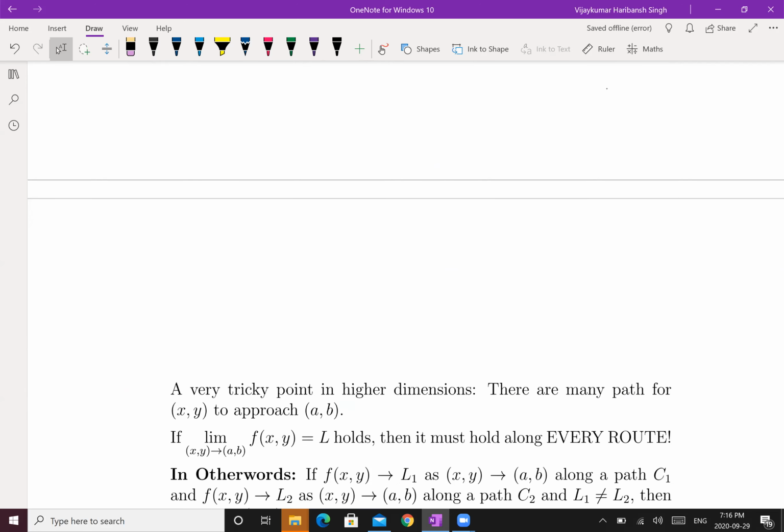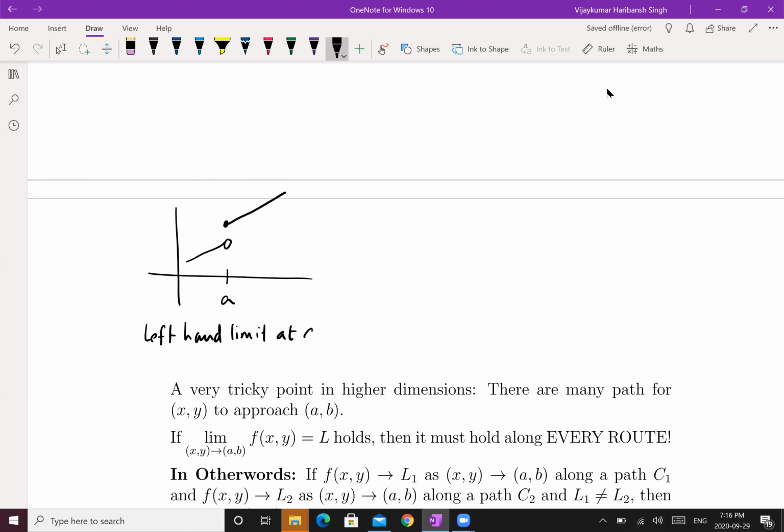Note that for a function of one variable, if you had a point a, you could say that the limit does not exist since the left-hand limit at a is not equal to the right-hand limit at a. In other words, if this is my function f of x, then the limit as x goes to a plus of f of x is not equal to the limit as x goes to a minus of f of x.